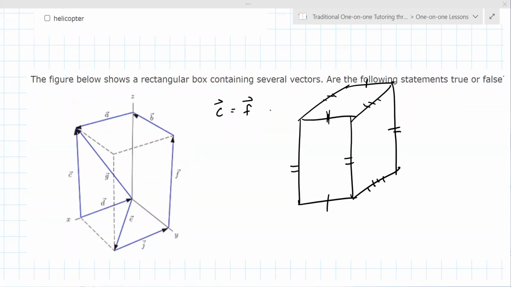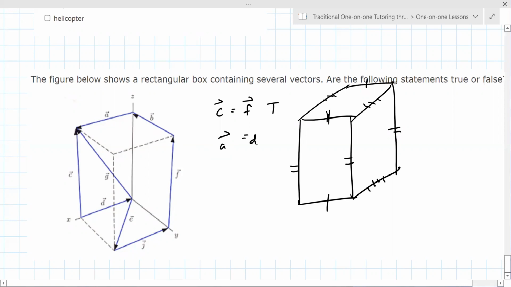So we'll say true. The next one is A and D. So there's A and there's D. They're pointing in opposite directions. So are those the same? They are not the same because they're in opposite directions. One's going that way, one's going the other way.